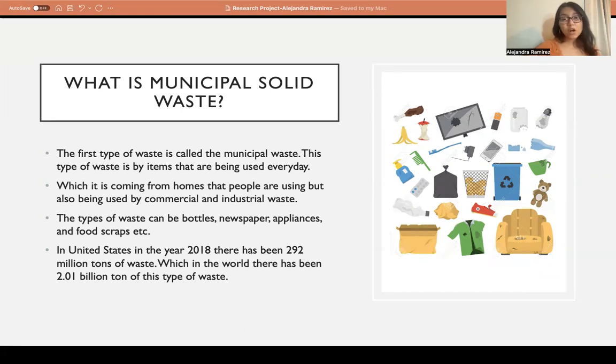The first type of waste is called municipal waste. This type of waste comes from items that are used every day by humans, such as at our house, where we use bottles, newspapers, appliances, and food scraps. Here I have an example of pictures of items that we use in everyday life. This comes from homes, and is also used by commercial and industrial sources. In the United States, in the year 2018, there were 292 million tons of waste, while in the world there were 2.01 billion tons of this type of waste.